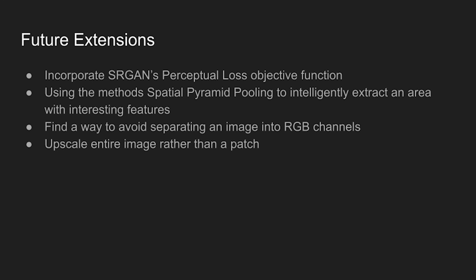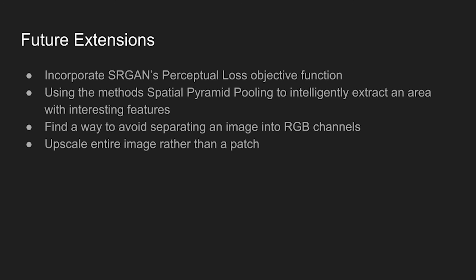Some improvements we can make to our model would be to incorporate SRGAN's perceptual loss objective function. As they mentioned in their research, using multiple objective functions overall improves the results as compared to just relying on mean squared error. Another implementation we could pursue is including spatial pyramid pooling to intelligently extract areas of interest within an image rather than just center cropping. We could also use it to help classify an image and use multiple models then to upscale based on certain features in an image rather than trying to use a single generalized upscaler for the entire image.